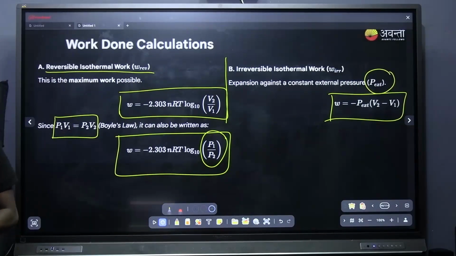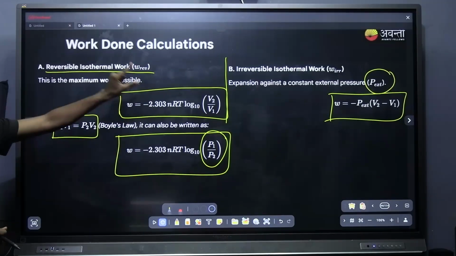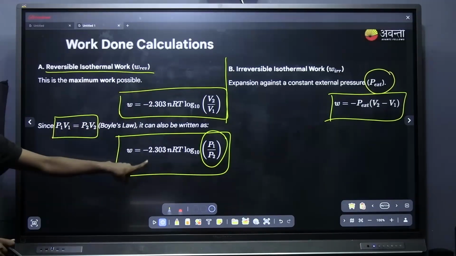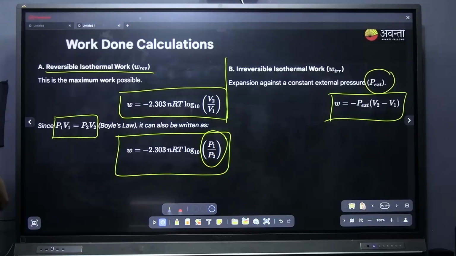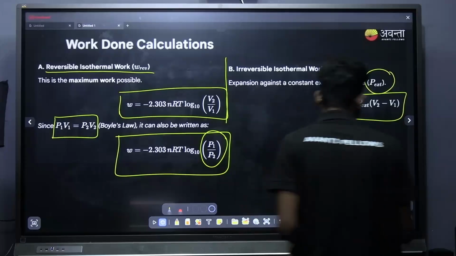Got it, everyone? Have you noted down, everyone? Yes. This equation is important because one of the numerical questions that you can expect from this part is based on this equation. Okay, this is the complete idea about isothermal process.